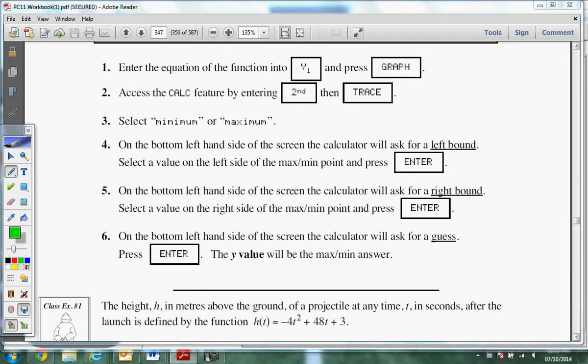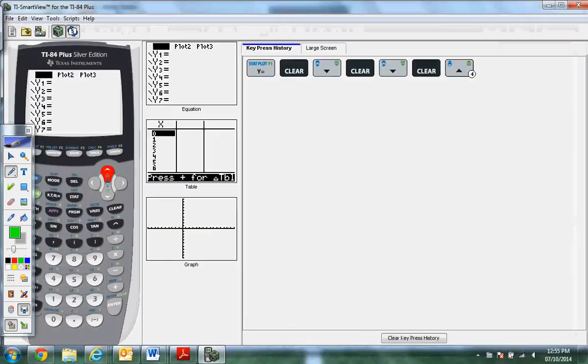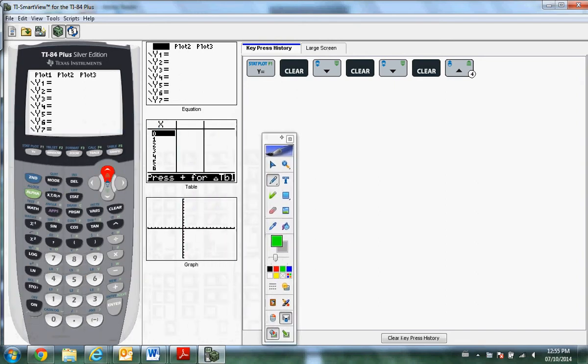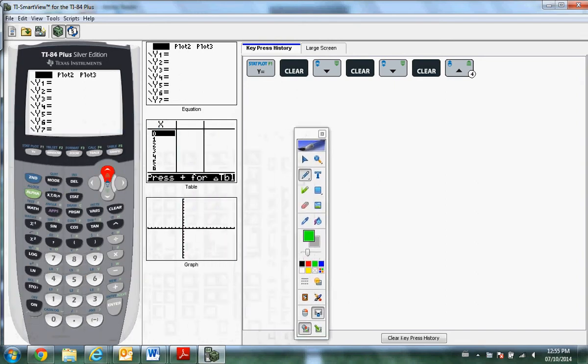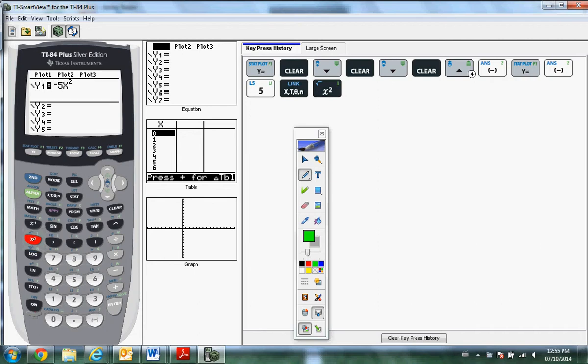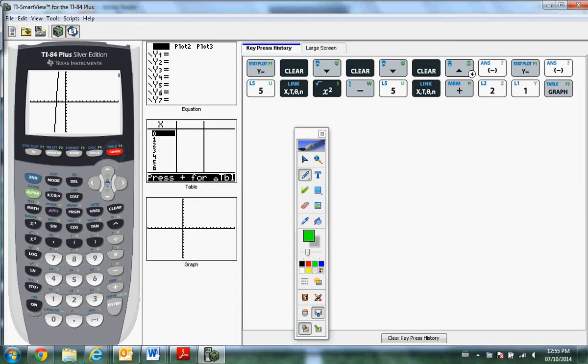So enter the equation of the function, so y1, and press graph. So we're going to enter an equation. Let's go with negative 5x squared plus 5x, plus 21. Let's see what that gives me. So in your calculator, you put negative 5x squared, plus 5x, plus 21. I haven't used this in a little bit, so we'll see what it gives me.